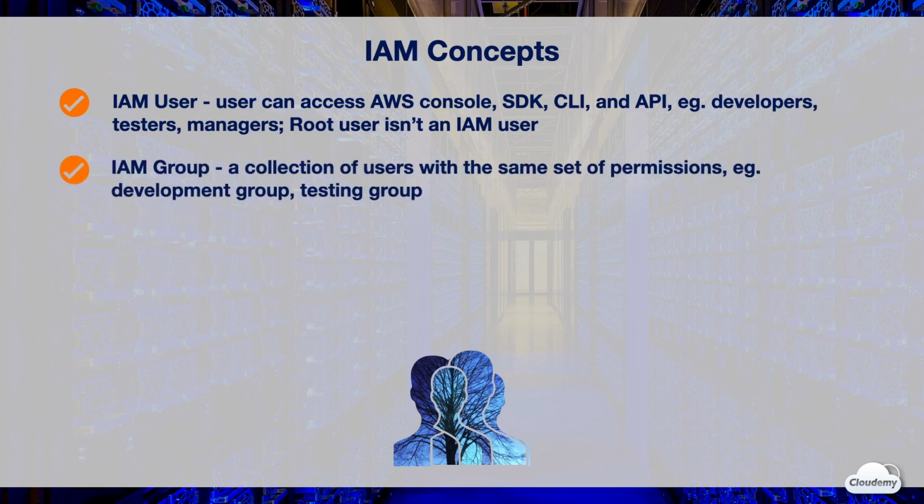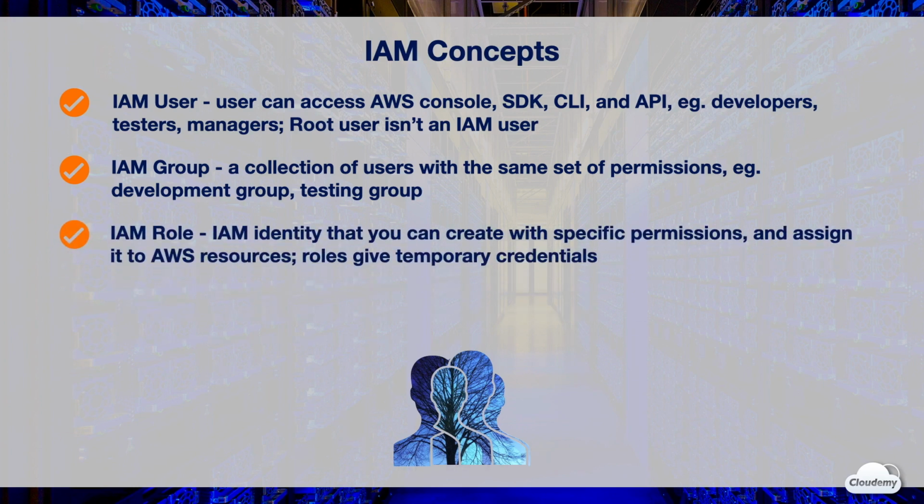IAM group is a collection of IAM users with the same set of permissions. For instance, you have a development group with access to your AWS development resources, or the testing group with access to testing databases. Each group can have multiple users, and one user can join multiple groups. For instance, a user can be in both development and testing groups.